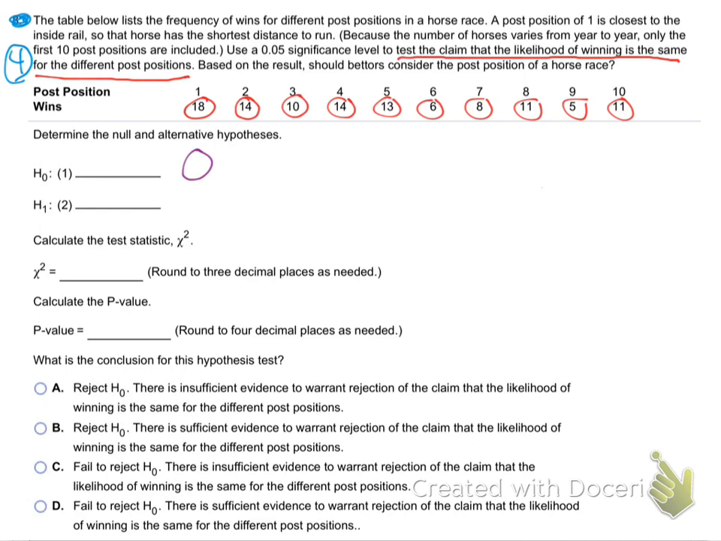Well, what fits with what? We'll get to that in a second. Let's hold on. I'm just saying, if it's really true that the post position doesn't matter, then shouldn't I see equal numbers all the way across? And of course, these are not equal numbers, but are they far enough different from equal that I think they don't fit with equality? That's the question. All right, so we've got to figure that out.